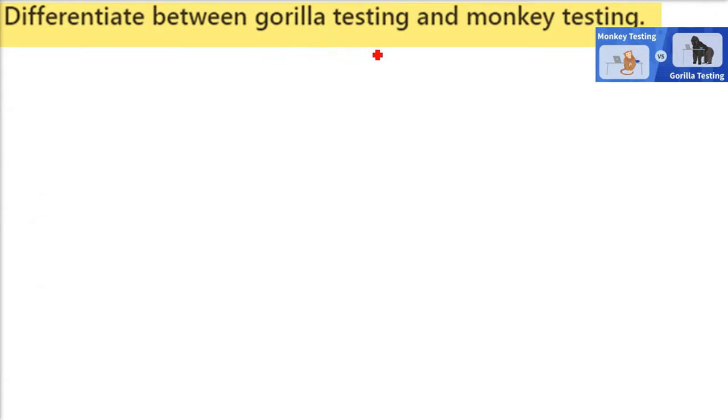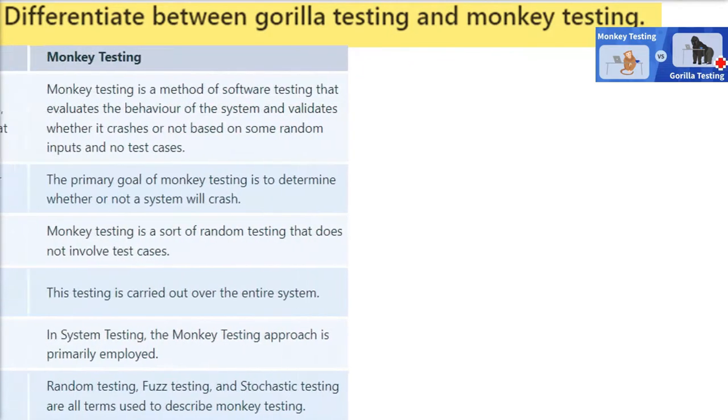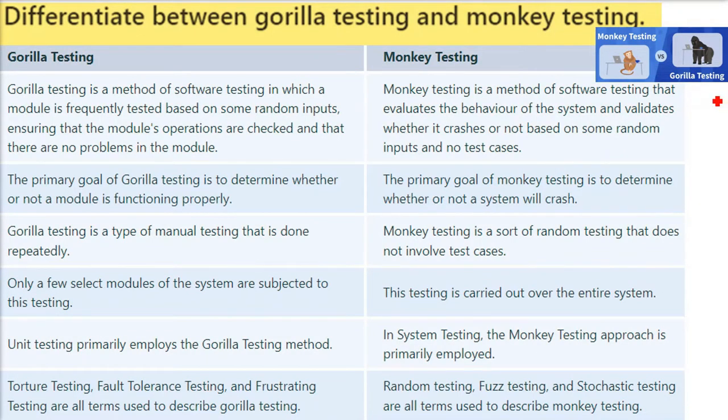Differentiate between gorilla testing and monkey testing. There is a difference between a gorilla and a monkey as an animal. The same thing applies here when we coin these kinds of words. In gorilla testing, we are testing a module and trying to test its functionality. Here also, like in monkey testing, we give random inputs, just trying to make sure the module operation is fine and there are no problems in the module. So gorilla testing is just testing a module again and again with random inputs.